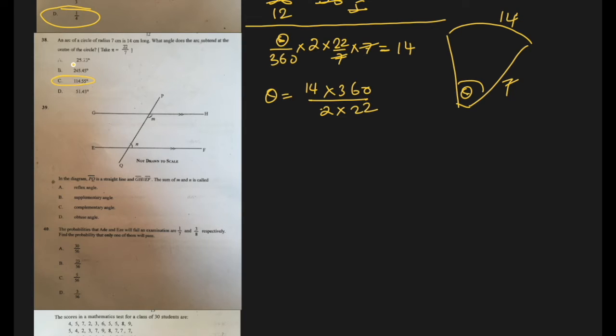114.54. This is the answer. Number 39. In the diagram, PQ is a straight line, a transversal, and the lines are parallel. The sum of M and N is called supplementary.